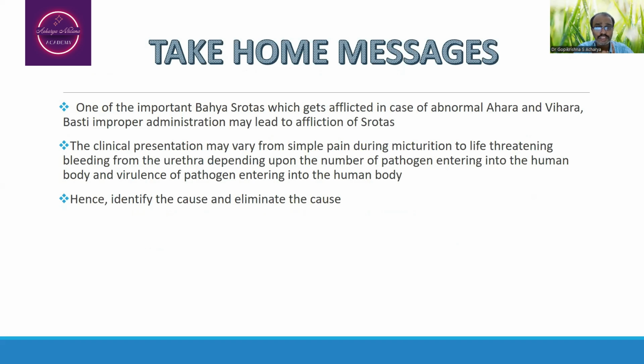Take-home messages from today's discussion: the urethra is again one of the important Bahya Srotas which gets afflicted in cases of abnormal ahara and vihara. Excessive tikshna ahara leads to inflammation in the alimentary canal, thereby leading to hypovolemia, and the person may have damage because of less urine formation. Of course, this may not happen all of a sudden. It takes a longer amount of time.